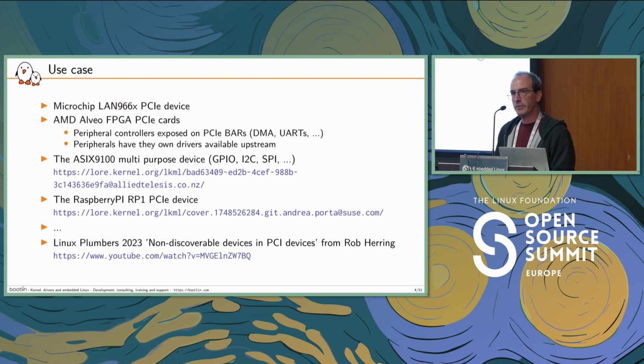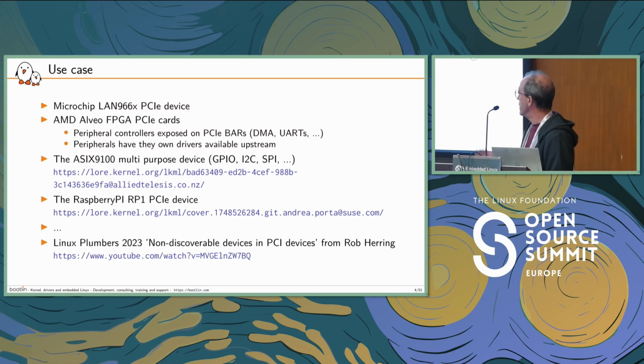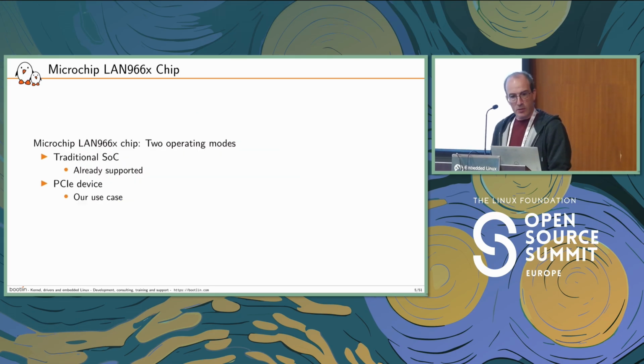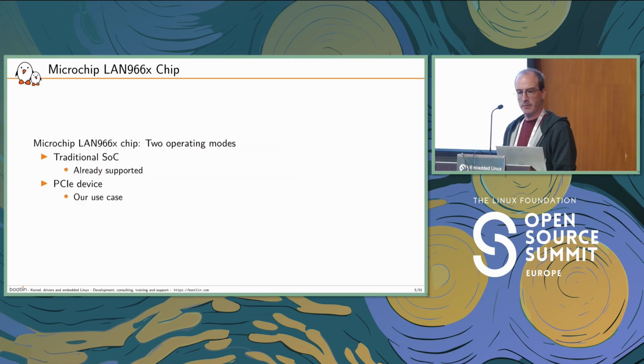And a few years ago, in 2023, Rob Herring talked about this feature at Plumbers, and the title was non-discoverable devices on PCI. So let's have a look at the LAN966 chip itself, just to really understand what the feature is.